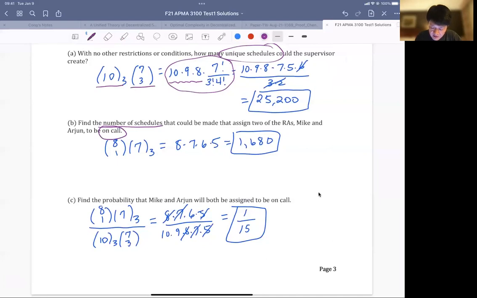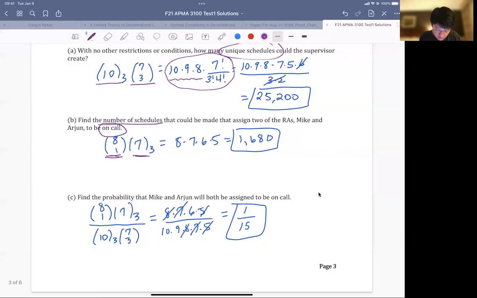That's why out of the 10 RAs, you have to remove these 2, Mike and Arjun, because they are already assigned to on call. Then there are 8 remaining. So you pick 1 out of the 8 to fill this on call duty. That will complete the on call assignment. This is the first part, 8 choose 1. And then for the remaining 7, you pick 3 sequentially. That's the 7 permute 3 situation. And that's how you get the number of schedules, okay?